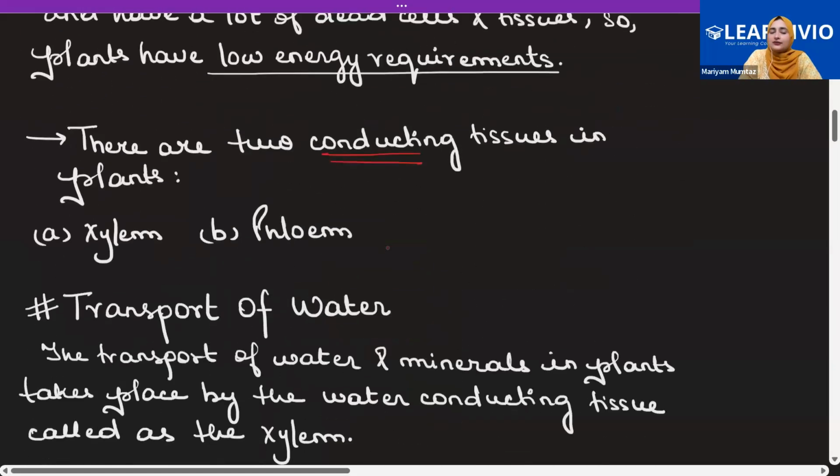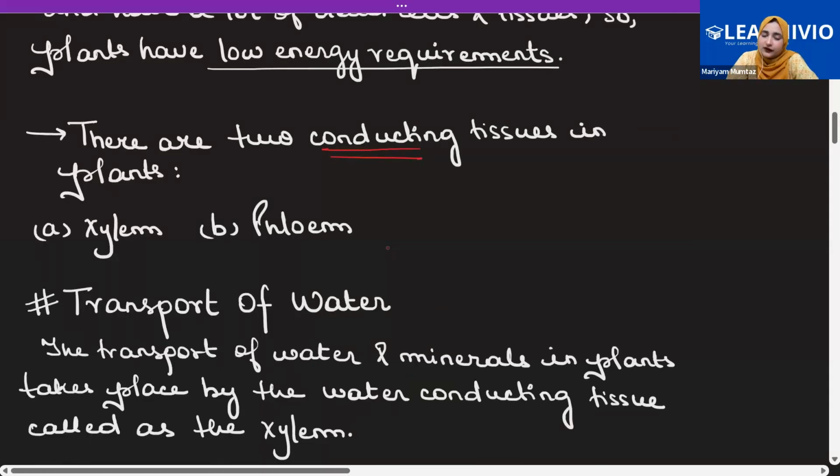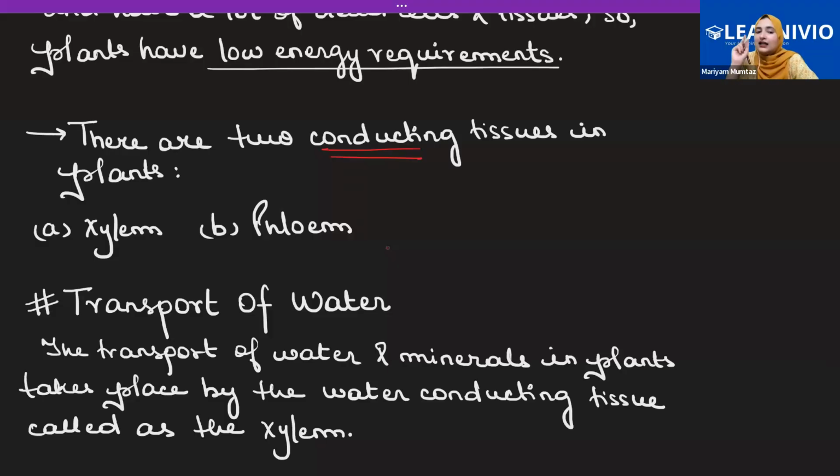Okay. So now for the conduction purpose, for the transportation purpose, in the case of plants, there are two conducting tissues. Who remembers the nature of xylem and phloem from class 9?